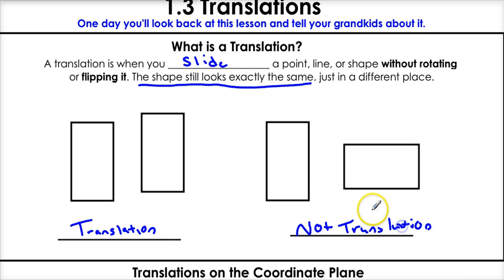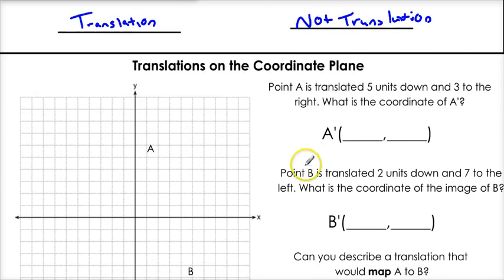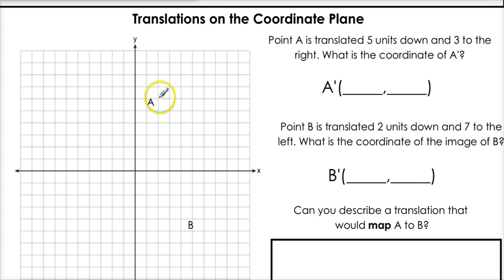Alright. Can't rotate it. So, let's talk about the math behind it. We got one point here and one here. Point A is translated, and this is how you translate a point on the coordinate plane. Point A is translated 5 units down and 3 units to the right. What is the coordinate of A prime? Remember, that is the image after the transformation. Well, this is pretty straightforward. All you got to do is count.